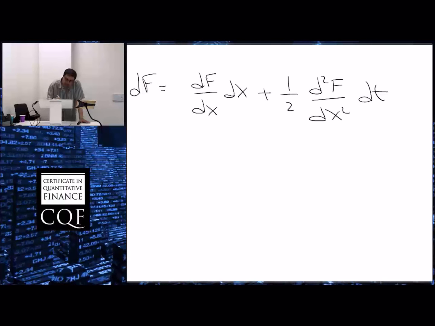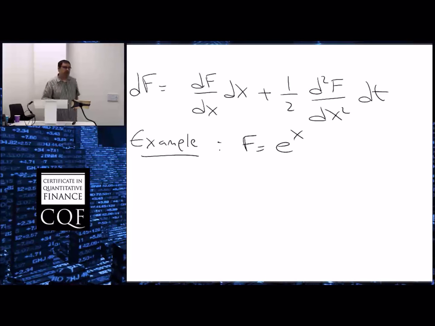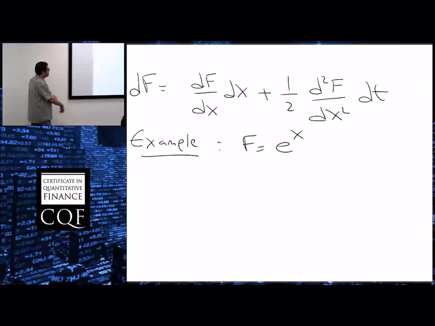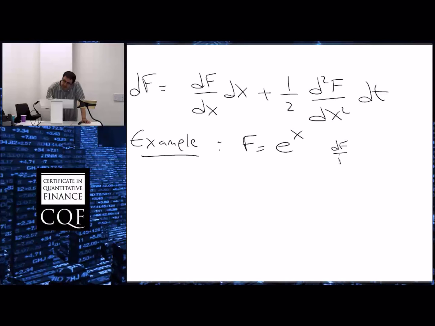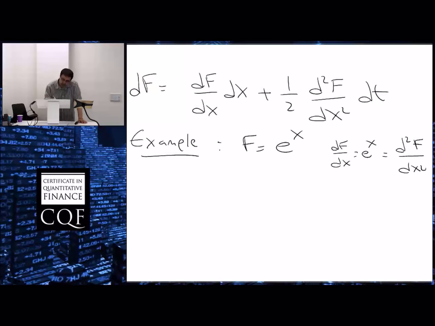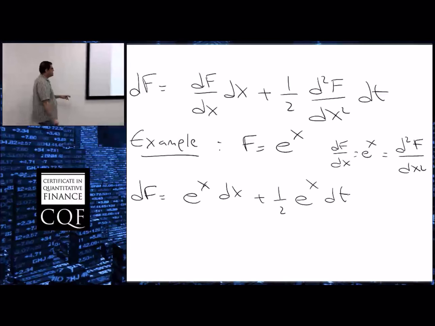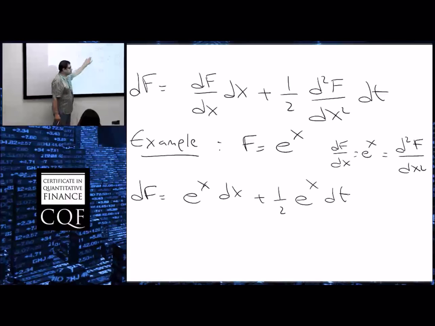As an example, f is equal to e to the x. So let's obtain the corresponding stochastic differential equation for e to the x. So df by dx is e to the x, as is d squared f by dx squared. So let's substitute it in there. df is e to the x dx, which is normal differentiation, plus you get this extra term coming in. This now is the stochastic differential equation for e to the x.